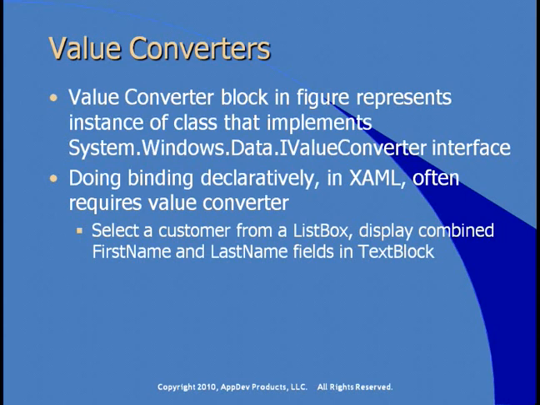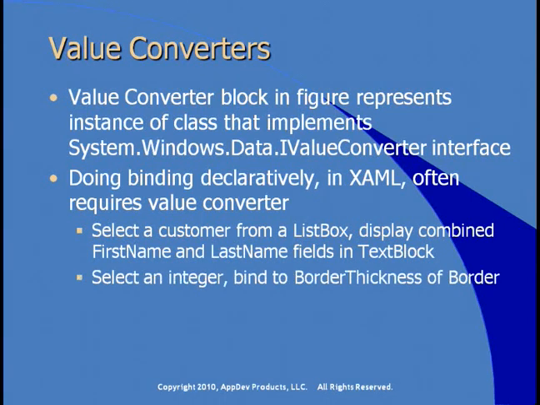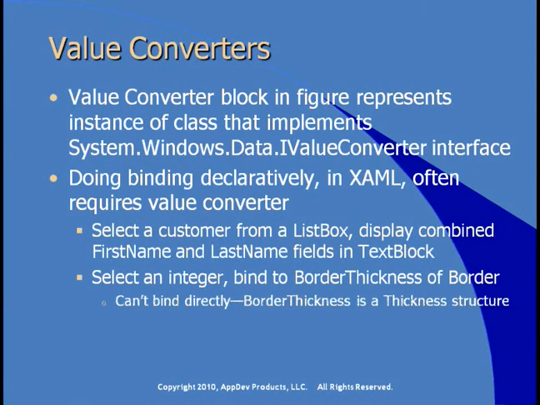For example, maybe you want to select a customer from a list box and display the combined first name and last name fields in a text block. Maybe you want to select an integer, a single integer, and bind it to the border thickness property of a border control, which requires a structure with 4 elements. You can't bind it directly because border thickness is a thickness structure, not an integer.